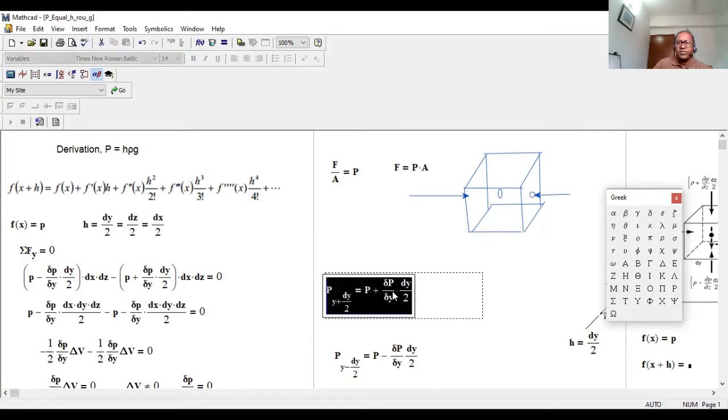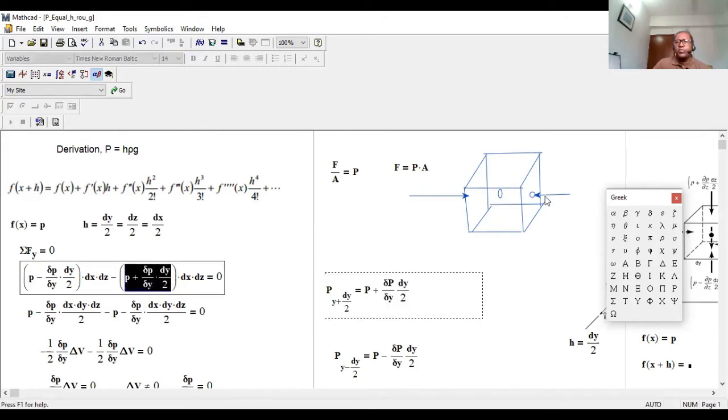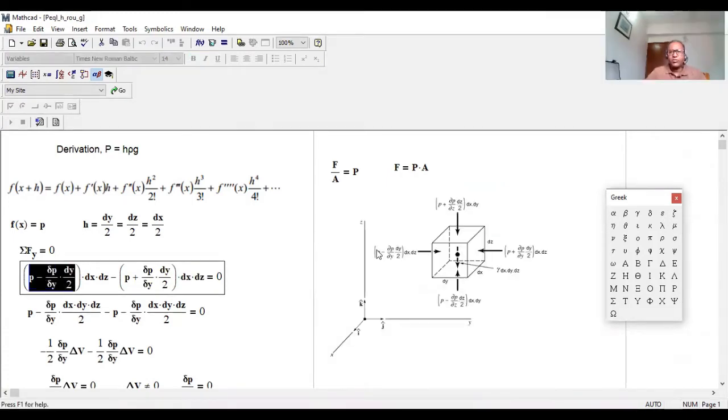How much is the pressure right over here? This is P plus del P by del y into del y by 2. So this value, you multiply by this area. This length is dx, height is dz, so this is the area. Okay, this is equal to 0. So you see this much pressure working on the right side, multiply the area, you get force. This is positive because it works toward the right. And on the other side, pressure is this much, and this is the area. So this total force is negative because it works toward the left side.